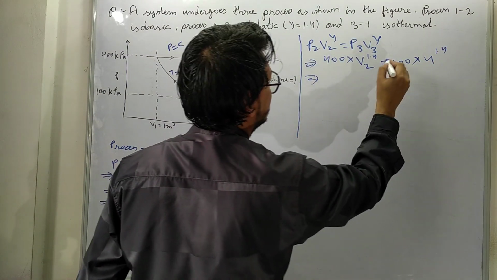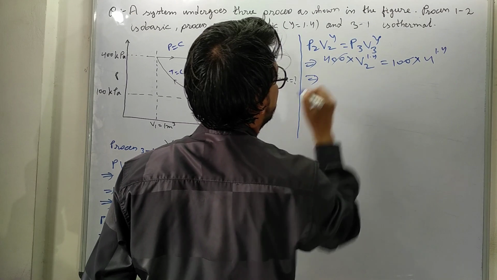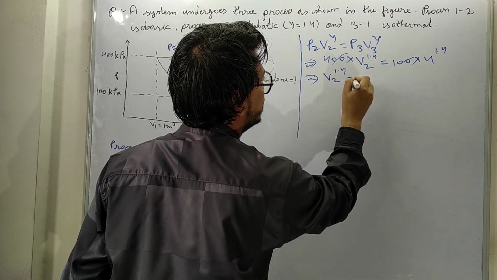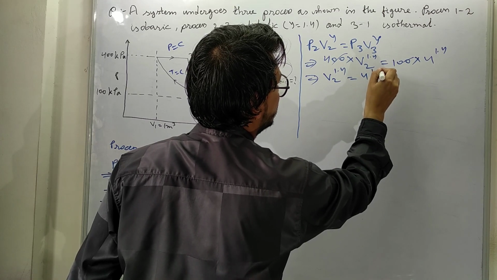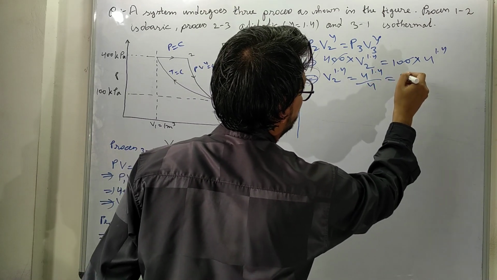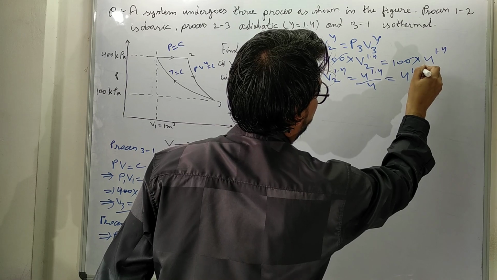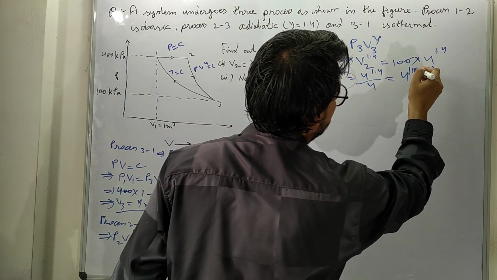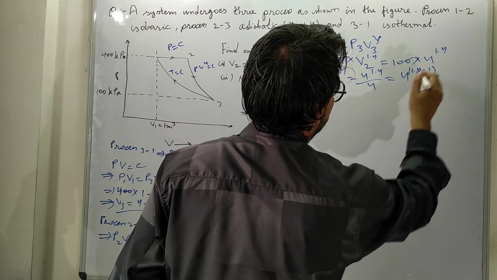This implies 100 will get cancelled out. So V2 to the power 1.4 is equal to 4 to the power 1.4 by 4, which is equal to 4 to the power 1.4 minus 1, because this is in by form. If we put it up, it will subtract from the power.